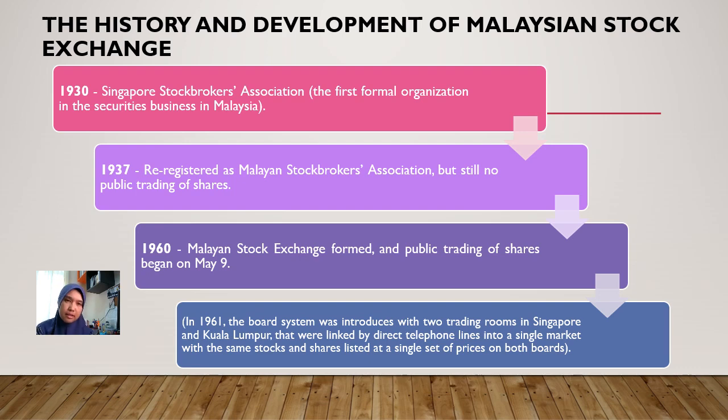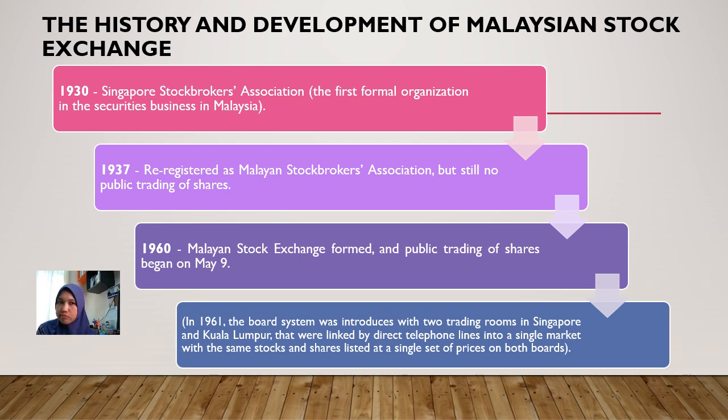Now, lastly, we go into the history and development of the Malaysian Stock Exchange. The stock market in Malaysia started in 1930 with the name Singapore Stockbrokers Association. This is the first formal organization in the securities business in Malaysia. Seven years later, it was re-registered as the Malayan Stockbrokers Association, but there was still no public trading of shares, because of the lack of awareness, maybe the protection issue, or maybe Malaysian people were still not good enough in managing their money.